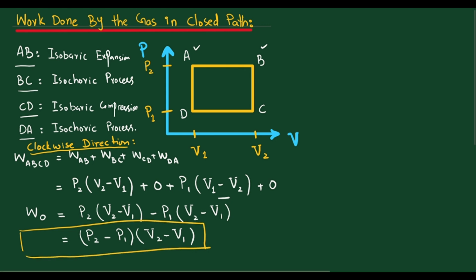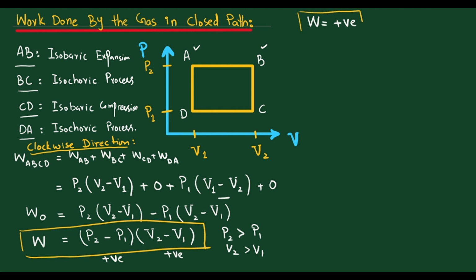As we see here, the difference P2 minus P1 is positive because the pressure P2 is greater than P1, and the difference V2 minus V1 is also positive because V2 is greater than V1. This number is positive and that number is positive, so the work done in a clockwise direction in a closed path is not equal to 0, but is a positive number. The work done in a closed path is a positive number in the clockwise direction. Now let's consider the anti-clockwise direction.